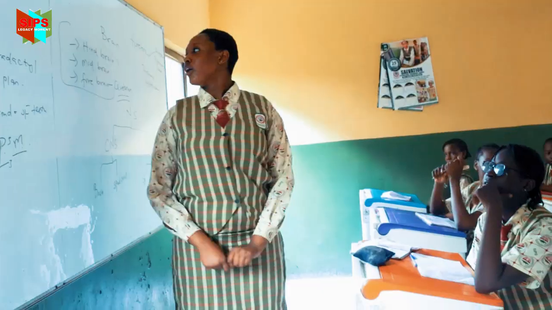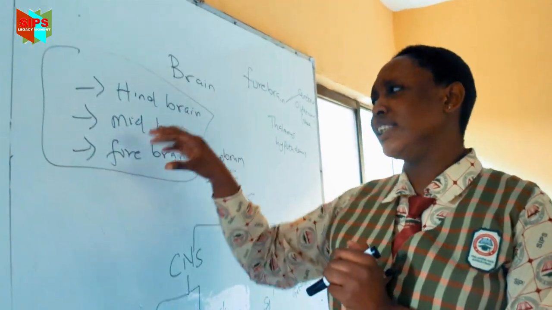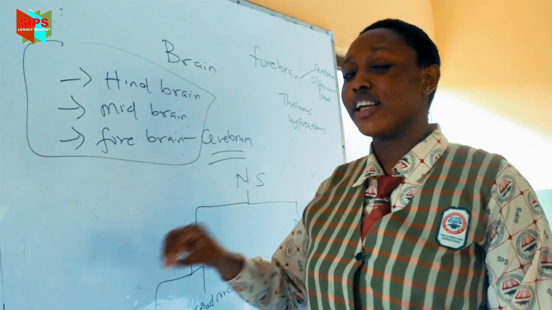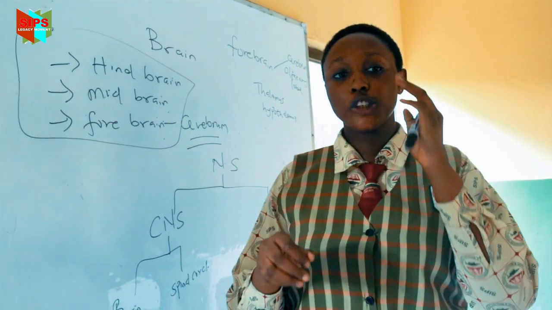What is the change between the hindbrain and the midbrain? Okay, that's a very nice question. Now, whenever you hear "mid", you know that it's a small part of the brain. It is the inconspicuous part. It means that it is not visibly seen.